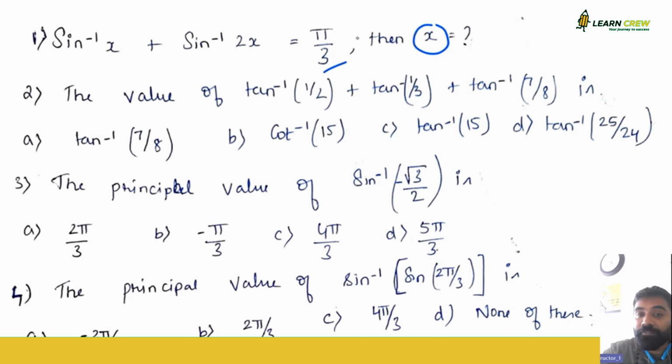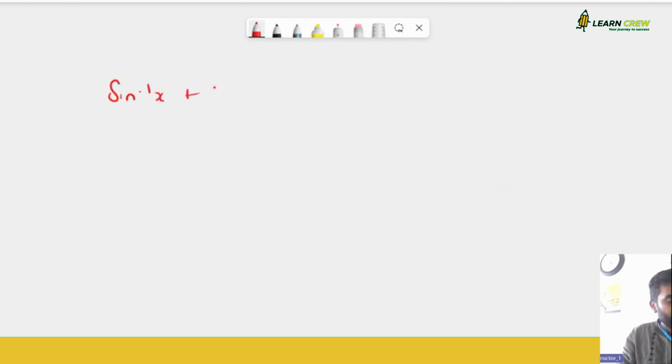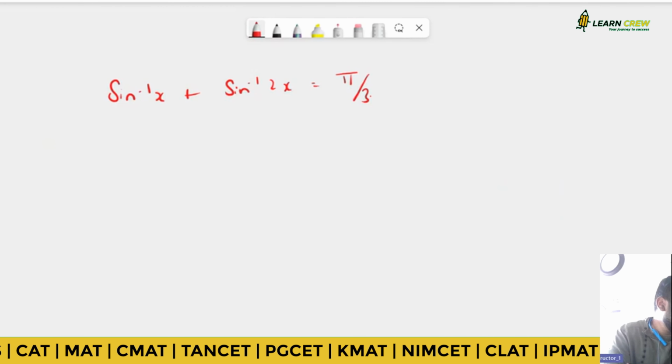First, whenever they give you these kinds of problems, you need to substitute something else in place of x. Then you need to start solving it. We'll do some problems today. First question is sine inverse of x plus sine inverse of 2x is equal to pi by 3. Just give it a try first, then I'll start solving it.